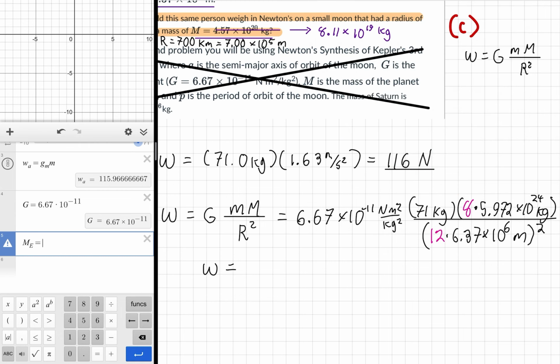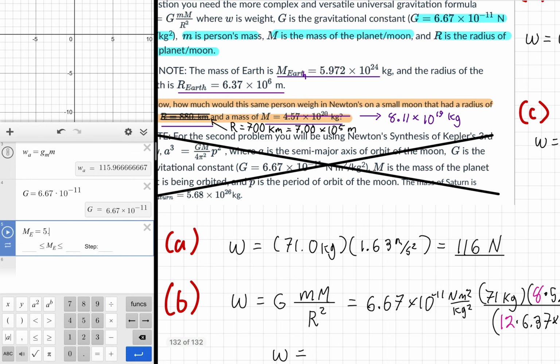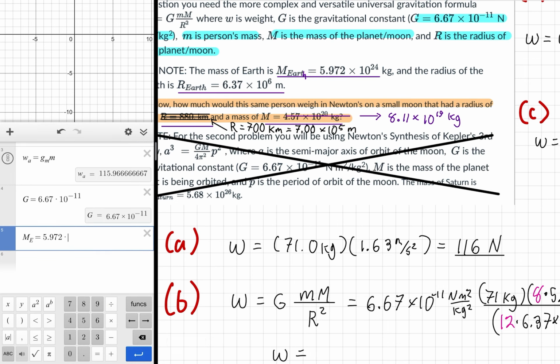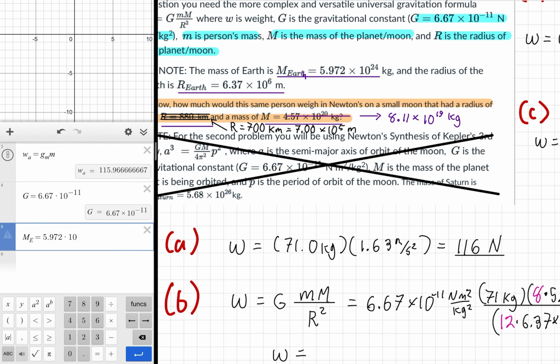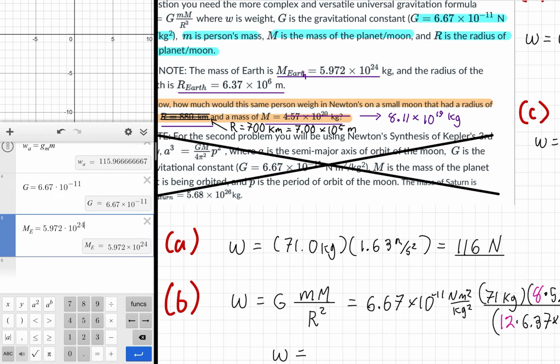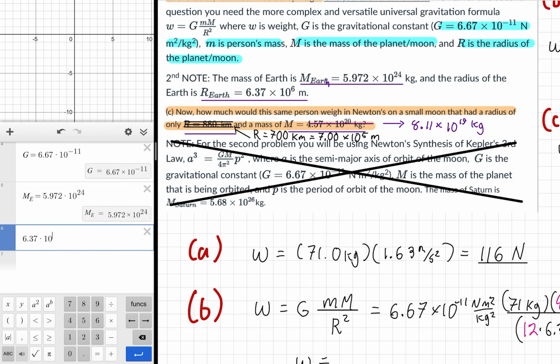Okay, so continuing on, let's put in the actual mass of Earth: 5.972. How do they measure the mass of Earth? They just put Earth on a scale. Just do a giant scale, no problem there. Obviously, that's not how they do it. All right, times 10 to the 24, okay. And then the radius, 6.37 times 10 to the 6th. All right, all good there.